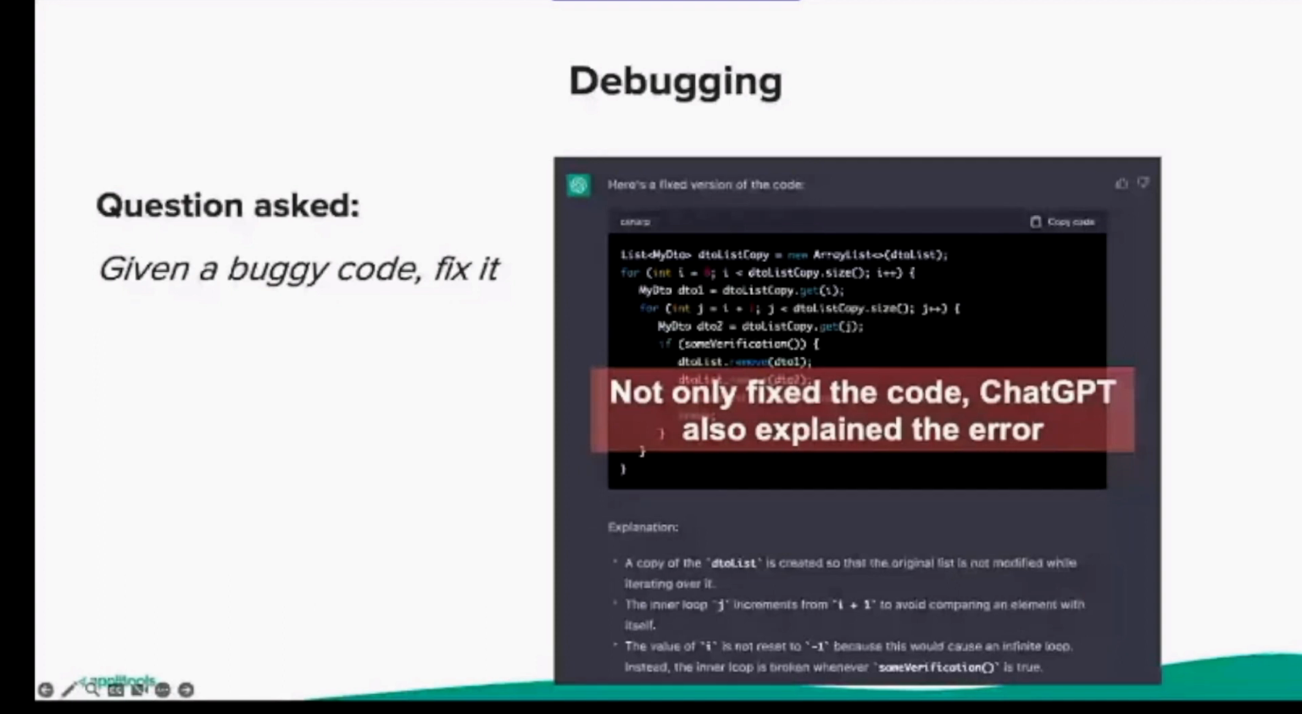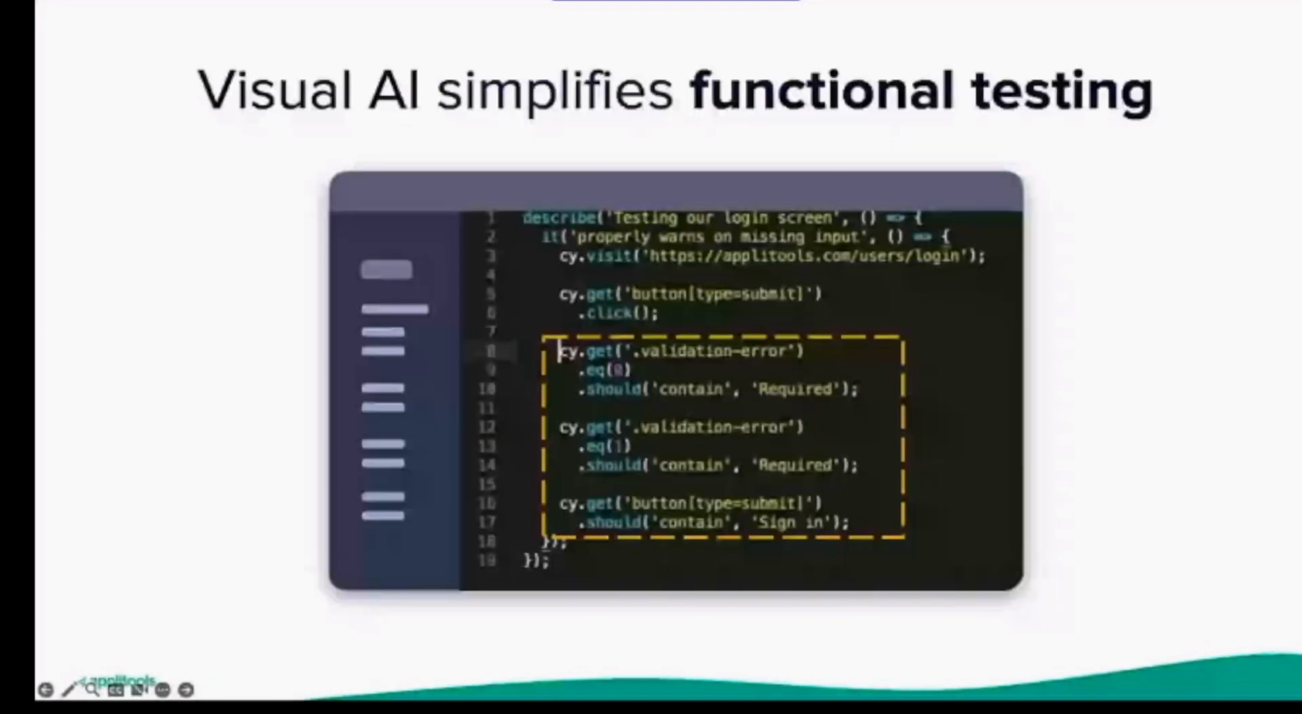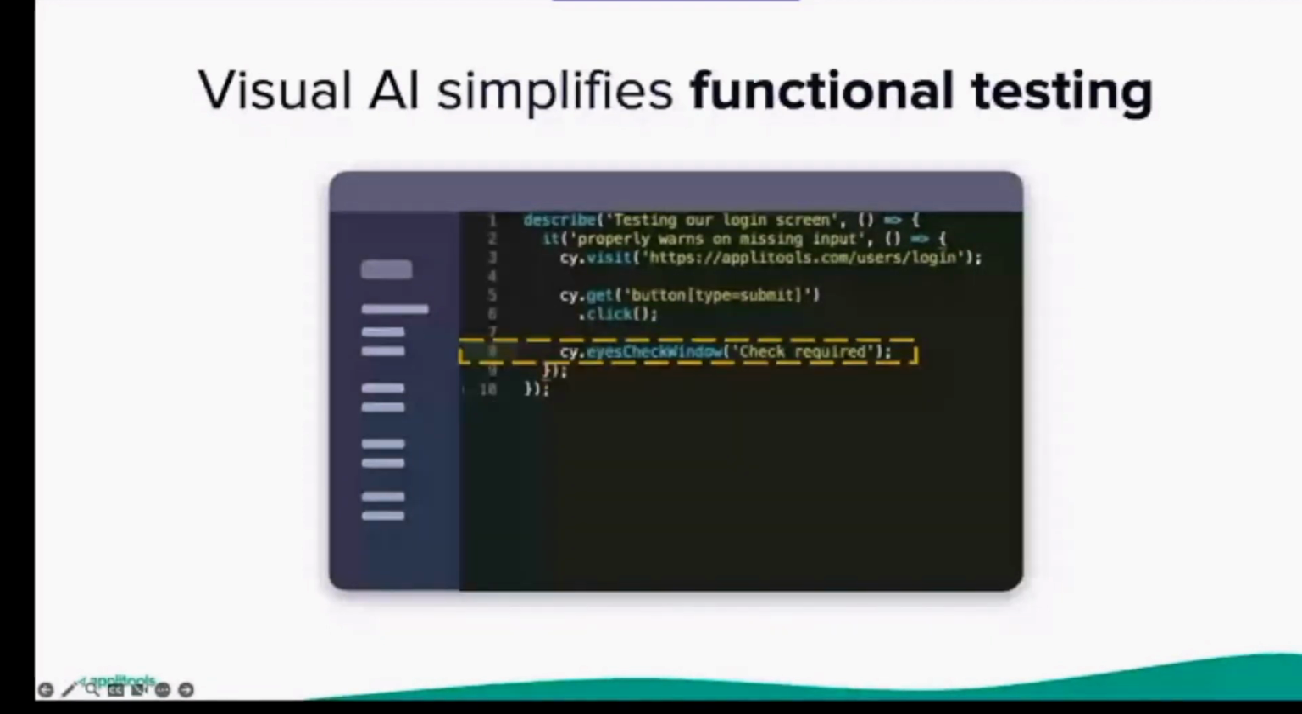Then we also looked at certain tools in the AI space, which add a lot of value from a test automation point of view. Some of the tools that we looked at were Applitools Visual AI and the Ultrafast Cloud. It's important to keep in mind that Applitools simplifies your functional testing. It is not only about visual testing. You continue to use your existing automation, and all the assertions are replaced by calls to Applitools, which takes care of your functional and visual validations.